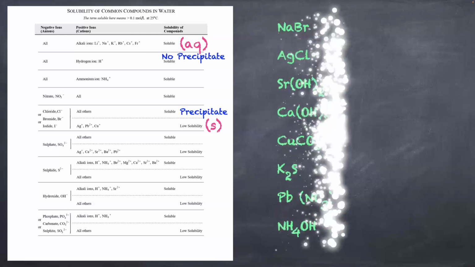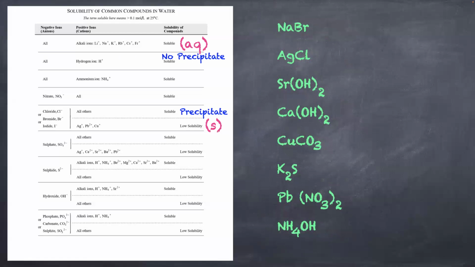Now, these are some examples of ionic compounds. We want to apply whatever we see in this table to these examples and see which ones form a precipitate. My suggestion is to take a look at the negative ion first, and then match it with the positive ion. So the first one has Br minus, bromide, in it. And as you can see, bromide only forms a precipitate with three things, and with everything else, it's soluble. So with Na, it will be soluble, so it's going to be aqueous.